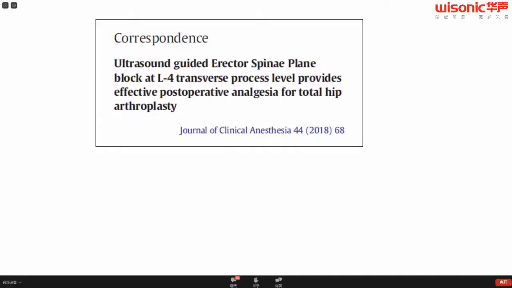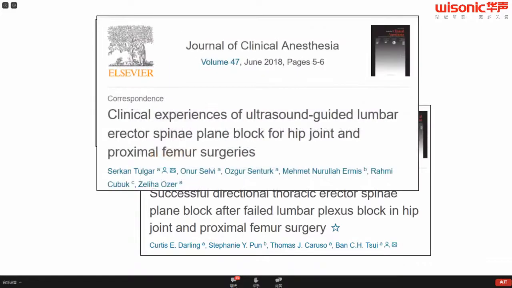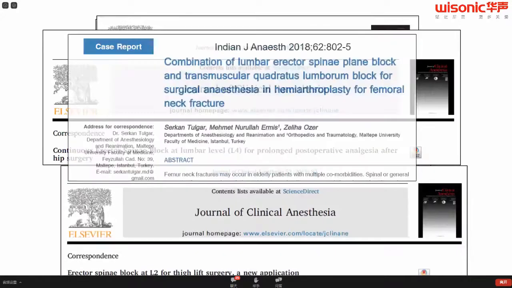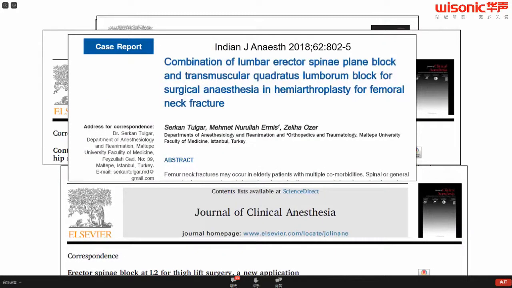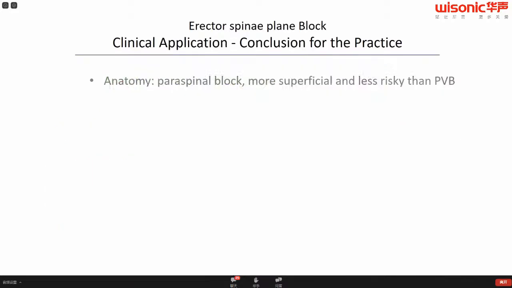There exist many case reports and case series of the use of the lumbar erector spinae plane block in patients undergoing hip surgery or proximal femur surgeries. We also have a study looking at the comparison of lumbar erector spinae plane block and transmuscular quadratus lumborum block for postoperative analgesia in hip and proximal femur surgery.